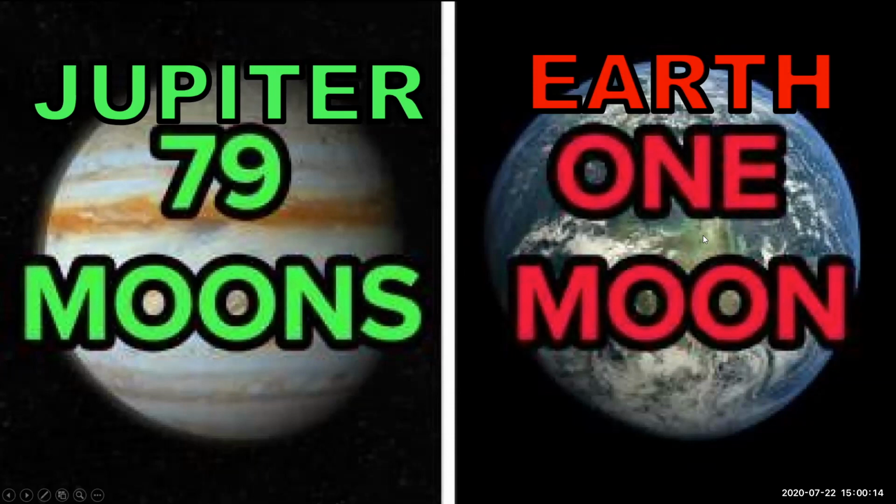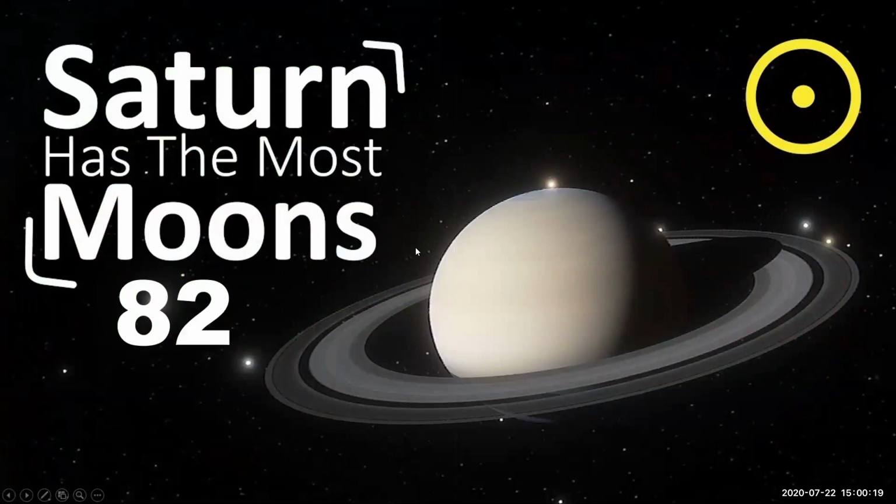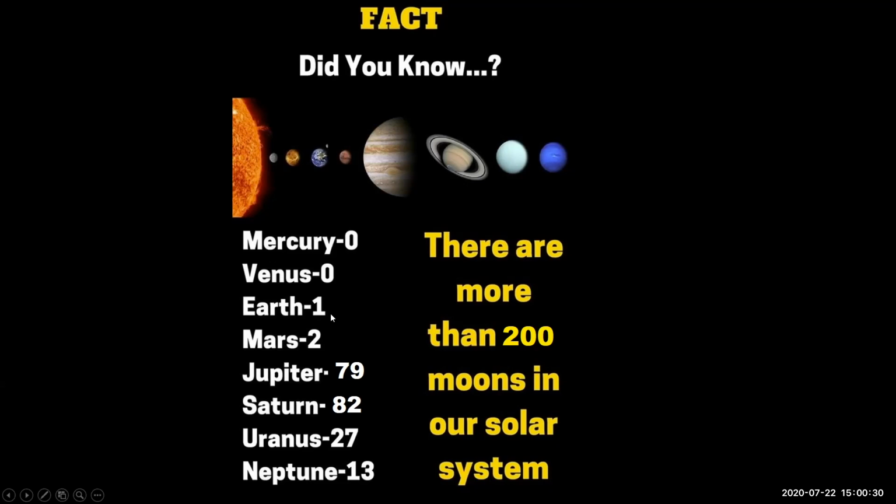So Jupiter has 79 moons. Similarly, Saturn has the most moons, 82. And here I have given the list. Mercury has nothing. Venus has no moons. Earth has one. Mars has two. Jupiter 79, Saturn 82, Uranus 27, and Neptune 13. Altogether, we have more than 200 moons in our solar system.